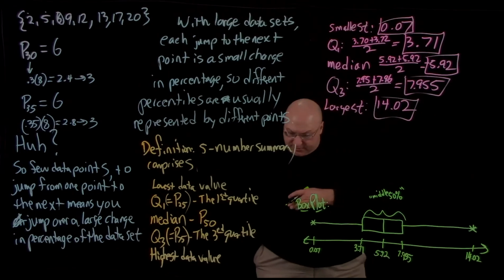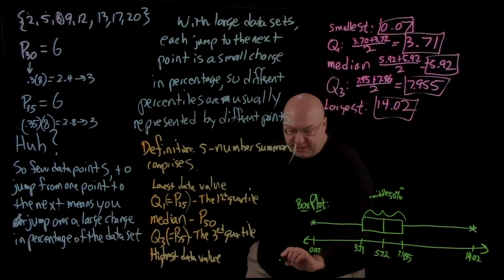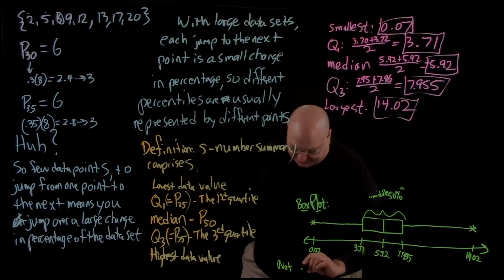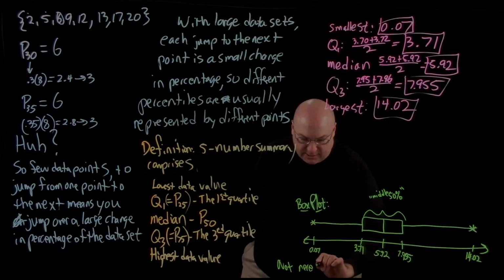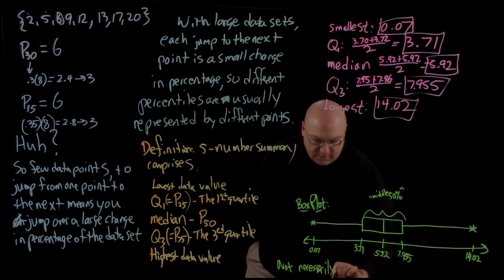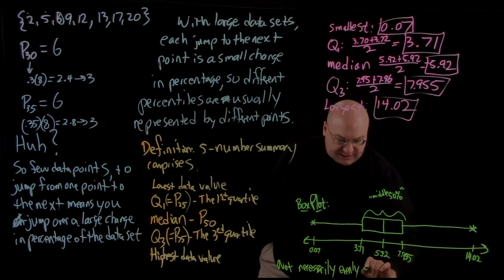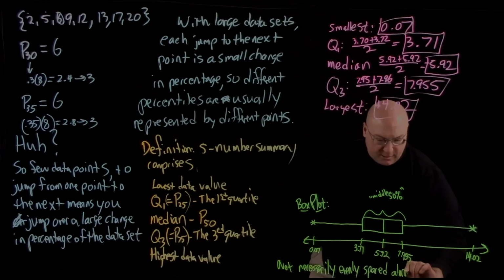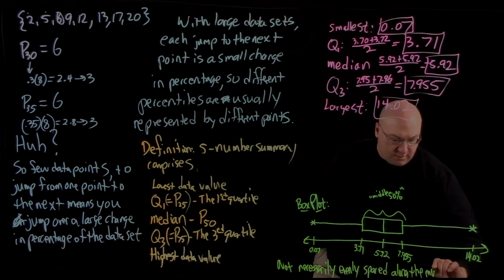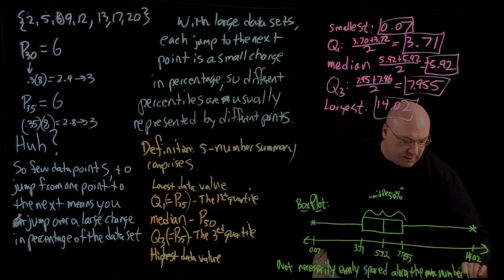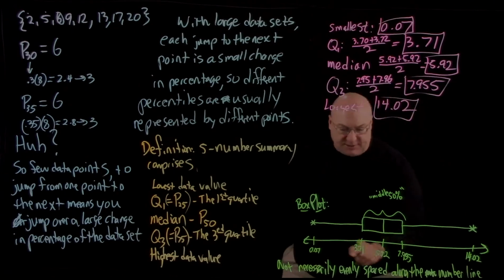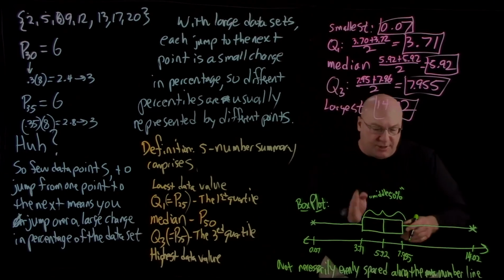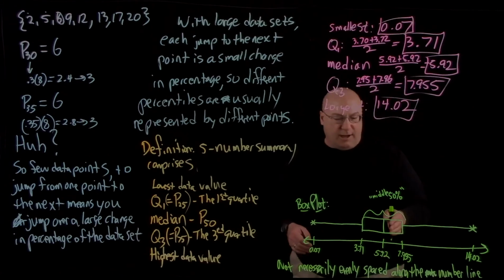Let's see, I want to point out down here that it's not necessarily evenly spaced along the number line. And I didn't give you a subject there. I just said not necessarily evenly spaced, and I'm talking about the different marks that we have here.